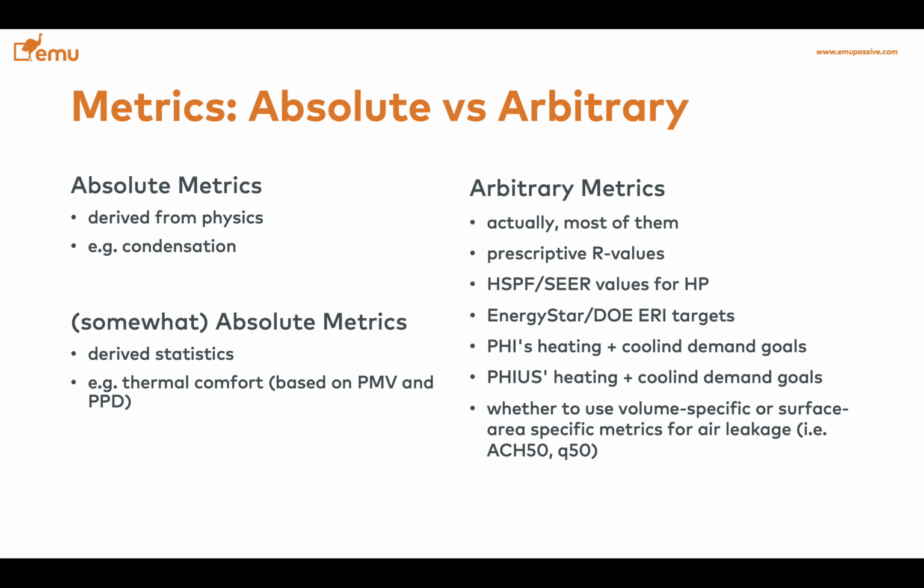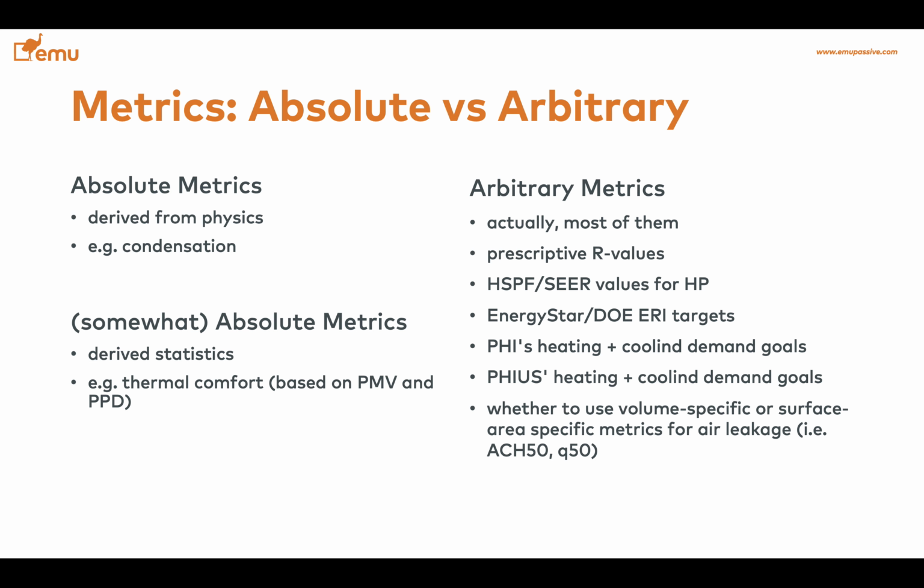For example, in Climate Zone 5, in the 2018 code, it prescribes to have an R20 in your walls. Why not R18 or R22? So that is arbitrary. When we talk about heat pumps, we'll see that EnergyStar or Zero Energy Ready by the DOE set minimum requirements for the heating performance and cooling performance of heat pumps. For example, for HSPF, the heating seasonal performance factor of a heat pump, they say, oh, it has to be minimum 9.5. Cool. Why not 10? Why not 8.2? So that is arbitrary.